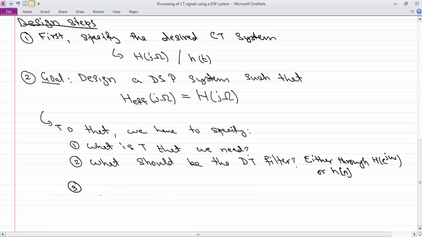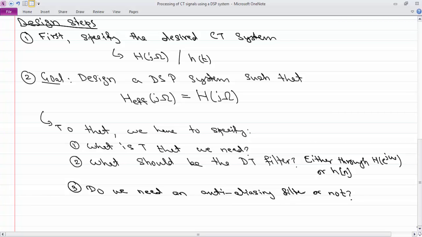And the third question is, do we need an anti-aliasing filter or not? So these are all the questions that you have to address if you are interested in implementing a continuous time filter using a DSP system. Okay.